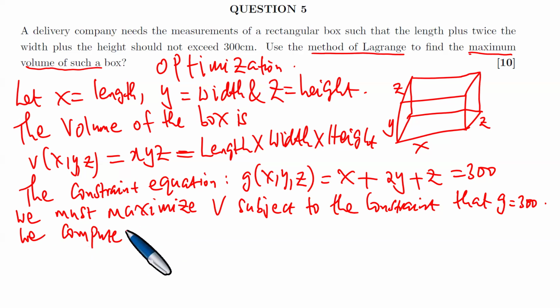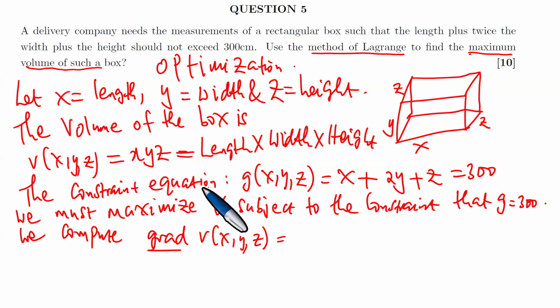We compute the gradient of the volume. Then we're going to state the method of Lagrange. The gradient of the volume function: this is the volume, but we want to find the gradient. We find the derivative with respect to x, and it's giving us yz. The derivative with respect to y gives us xz. The derivative with respect to z gives us xy.